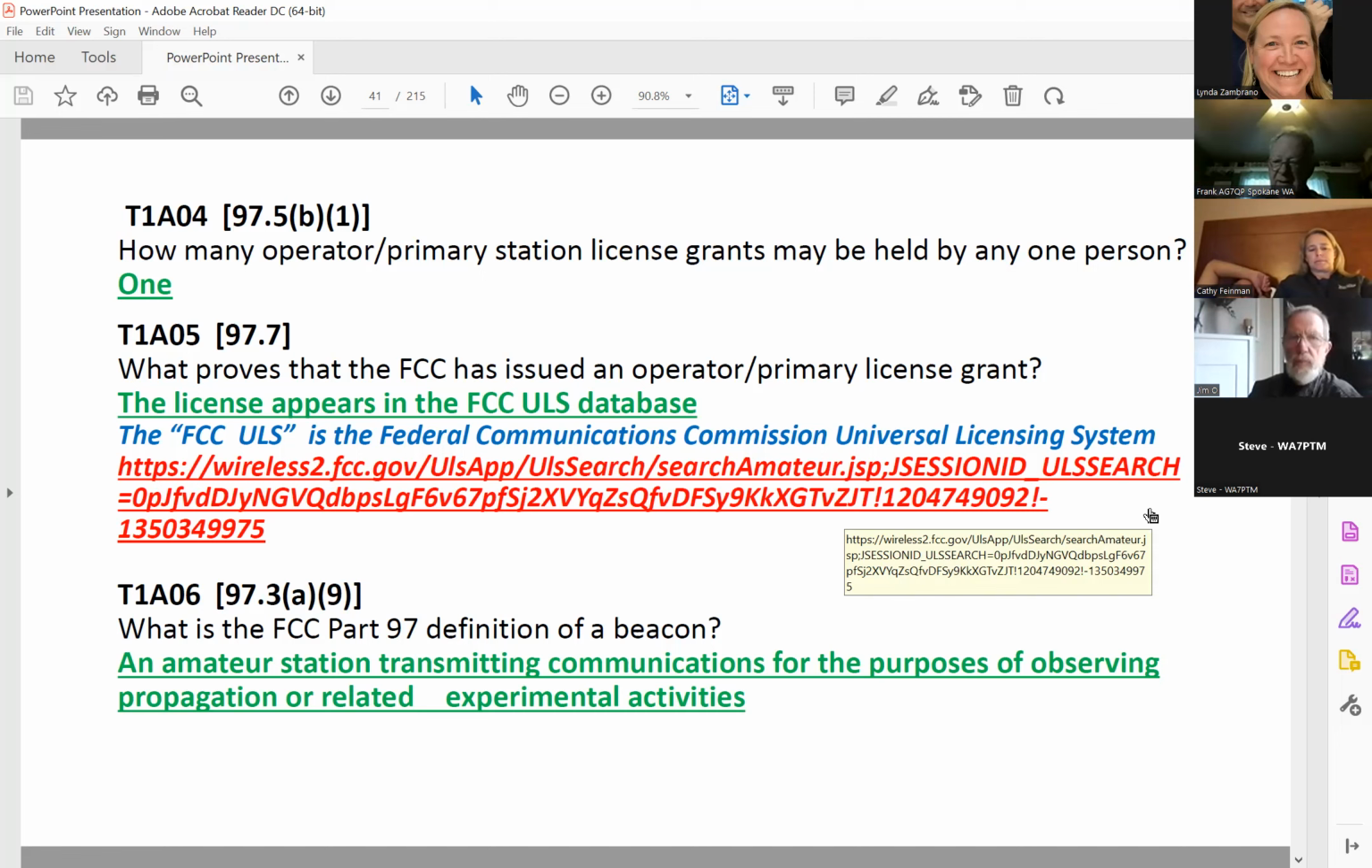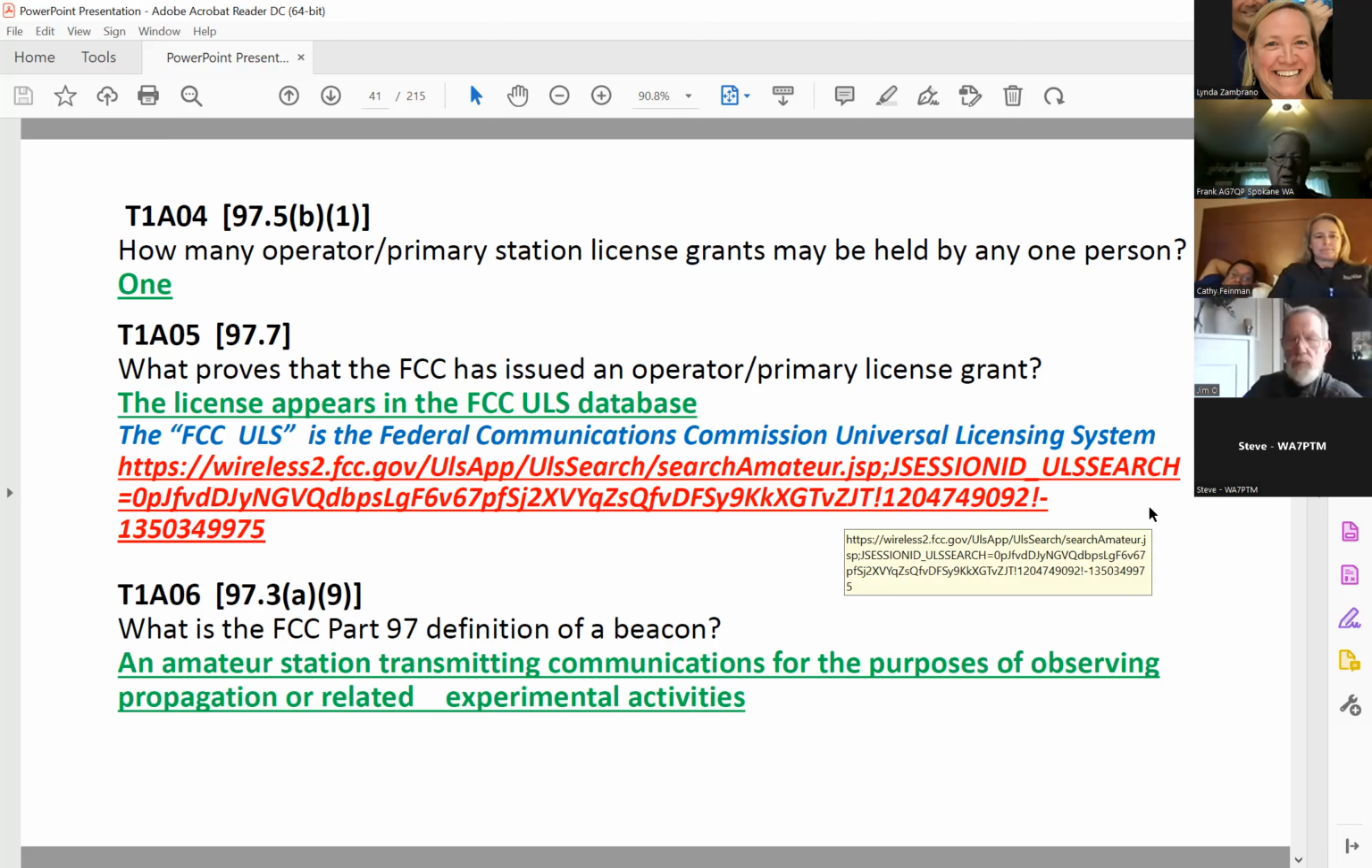Then you get some definitions. What's a beacon? A beacon is where you're transmitting for knowing what the propagation is, or for an experimental purpose. It's an amateur station transmitting communications for the purposes of observing propagation or related experimental activities. We can go into examples of that, but I don't want to spend the time.